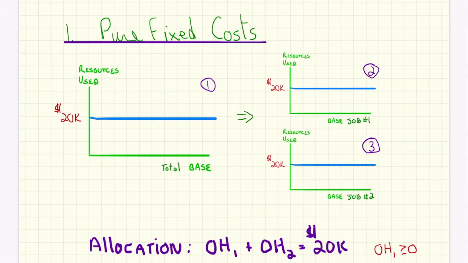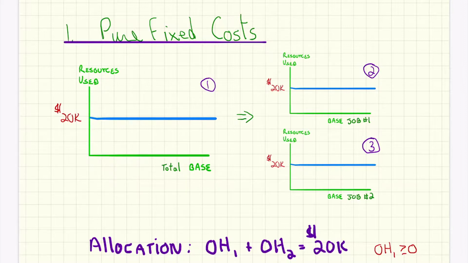So let's look at pure fixed costs. In this case, I'm looking at, say, the total amount of the overhead resource being $20,000, and that stays constant regardless of the level of the base. So as the base increases, the overhead doesn't change.